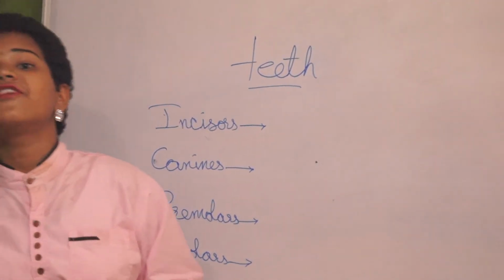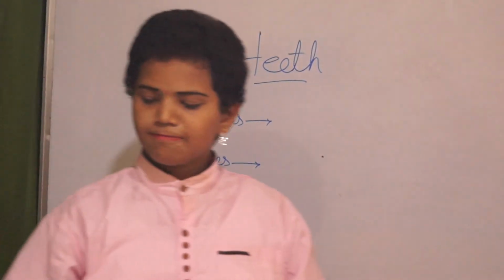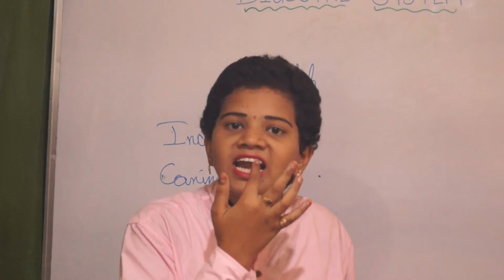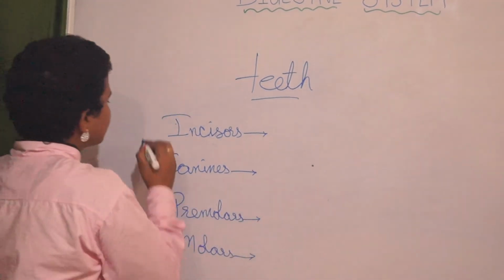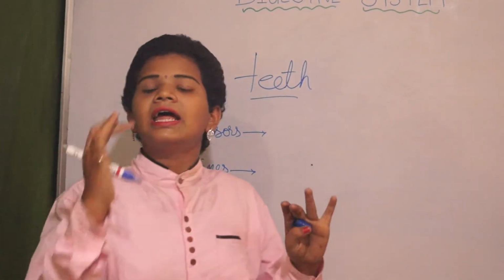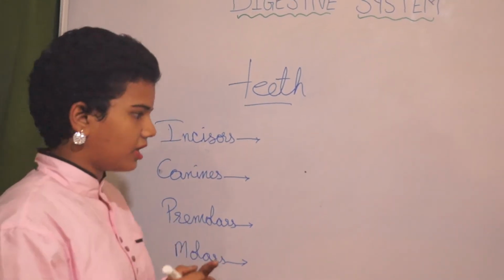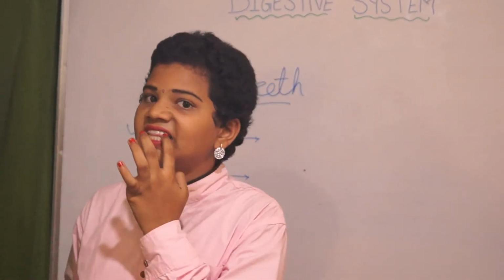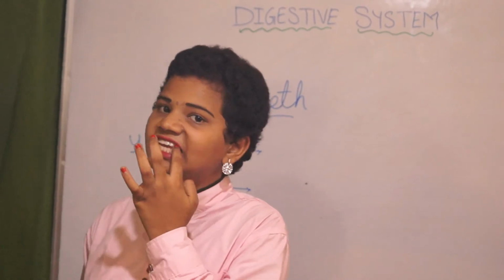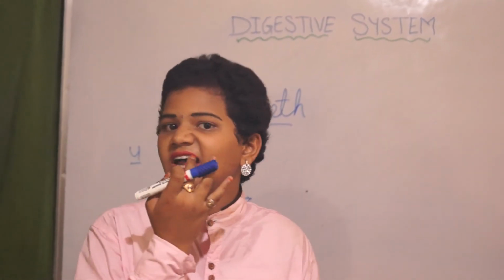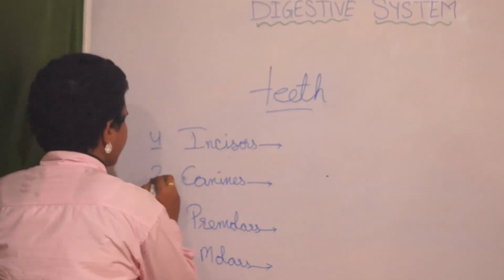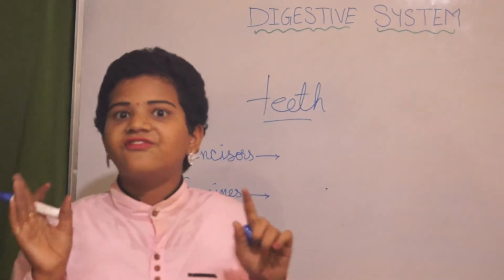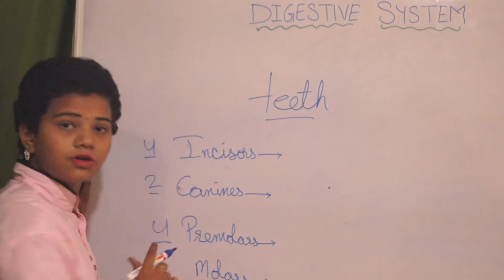Incisors are the front four teeth. See, the front four teeth are these: 1, 2, 3, 4. There are 4 incisors in each jaw. Canines are the sharp teeth at the corner of the teeth. There are 2 canines in each jaw. And there are 4 premolars.